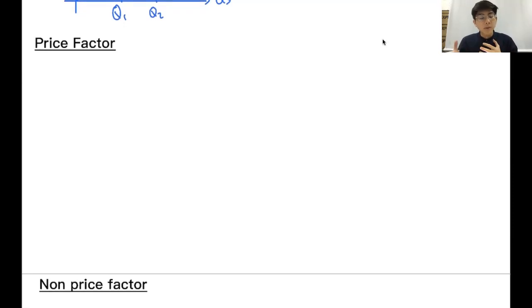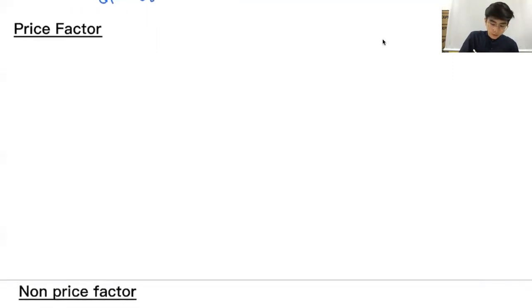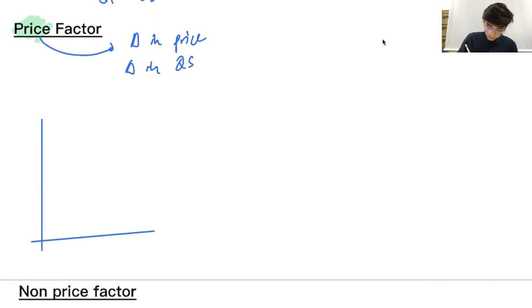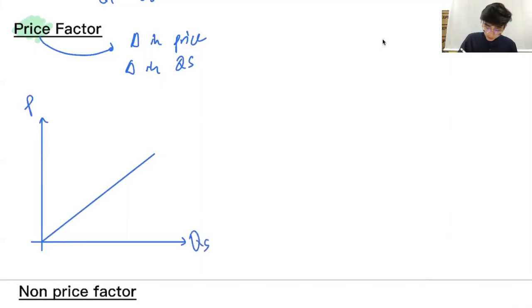The supply price factor is very similar to the demand one. We always focus on the keyword, which is the price. So price means that there is a change in price. We talk about price only, and therefore there will be a change in the quantity supplied. So we have this graph, and the graph is pointing upward. So it's price, quantity supplied.